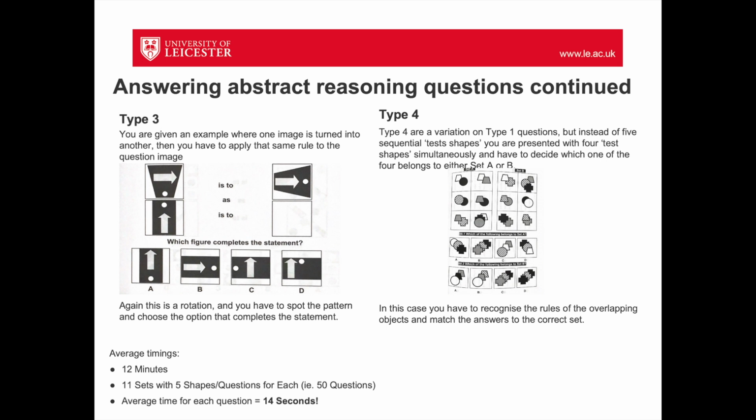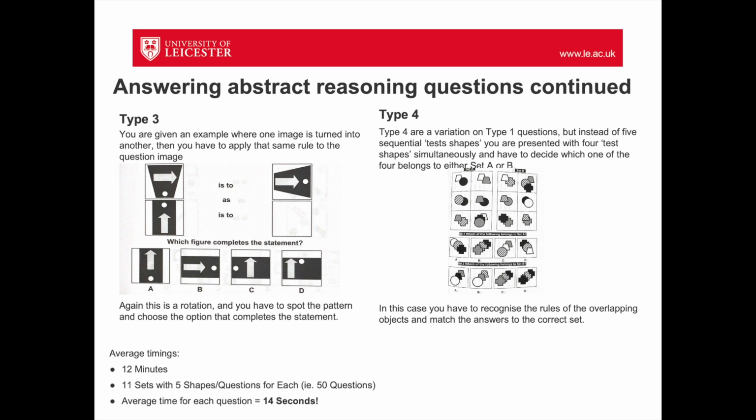The 4 answer shapes belong to either set A or set B. Look at the pattern and choose the option that completes the statement. You have to recognize the rules of the overlapping object. So in this case, it's the order of the colors. And then you have to match the answer to the correct set.